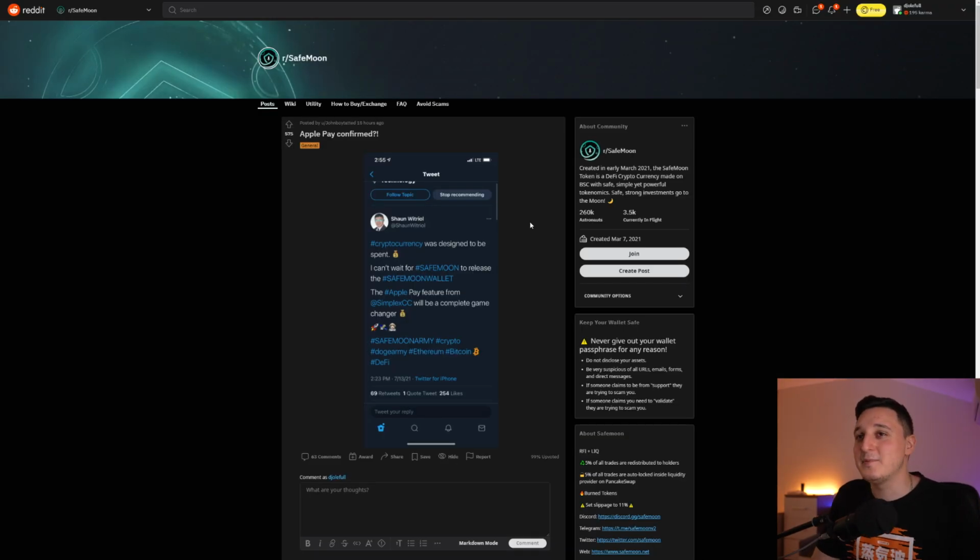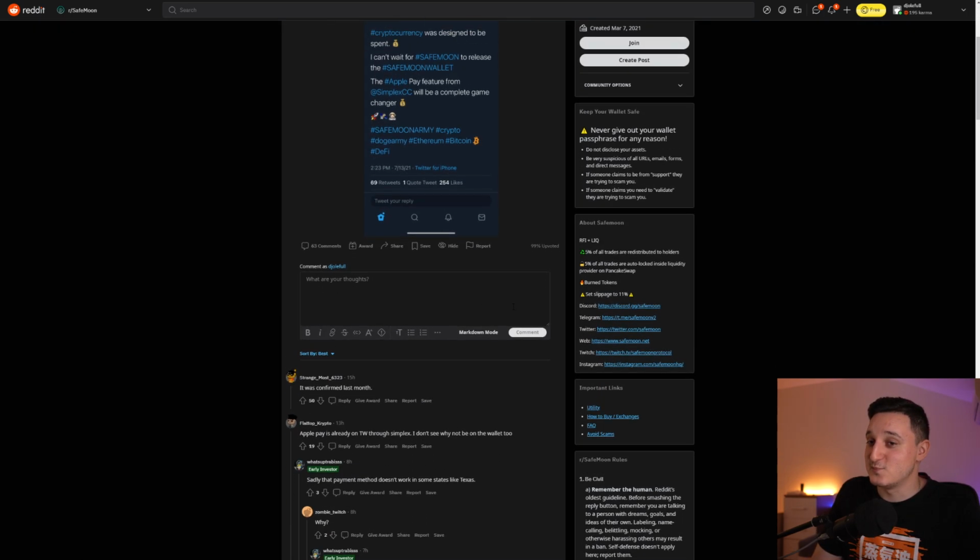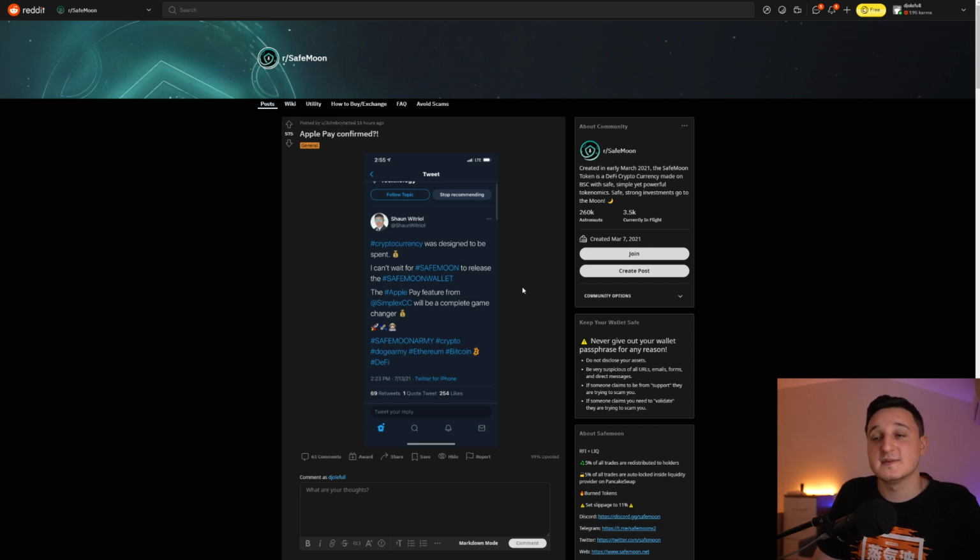So this here, Apple Pay confirmed. Cryptocurrency was designed to be spent. I can't wait for Safemoon to release the Safemoon wallet. The Apple Pay feature from Simplex will be a complete game changer. So it was confirmed last month. Because of Simplex, we'll be able to have Apple Pay. That's going to be amazing. Apple Pay is going to be on the Safemoon wallet, but they first have to add Simplex.